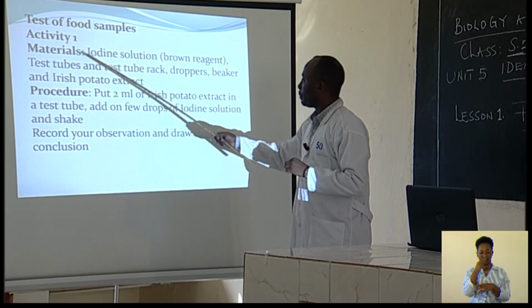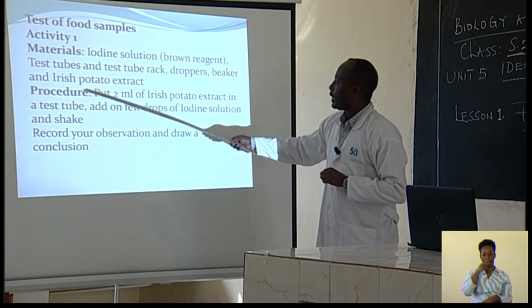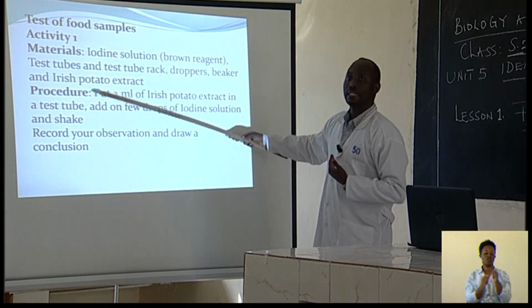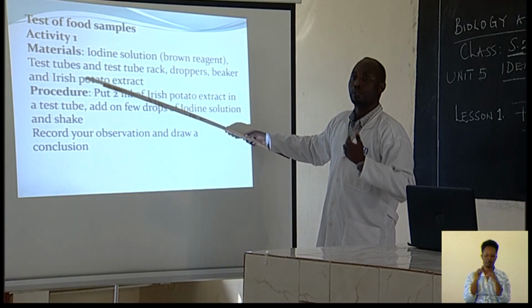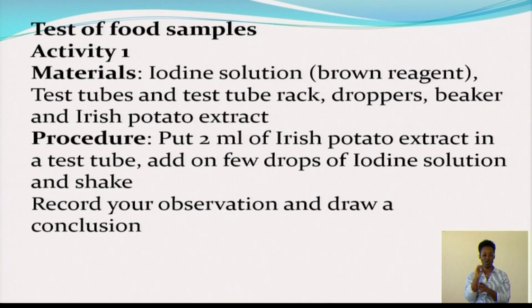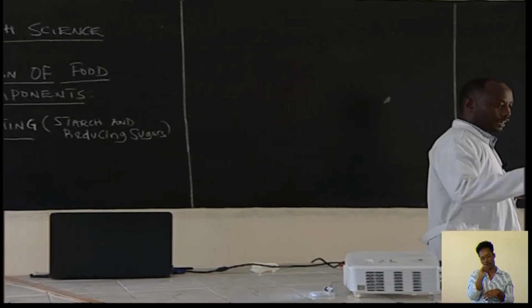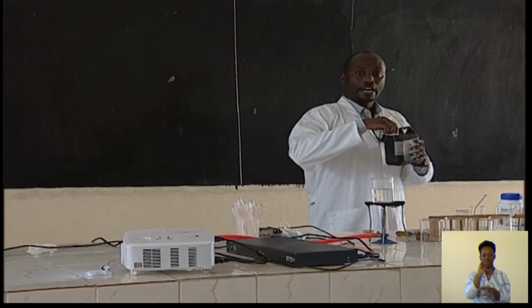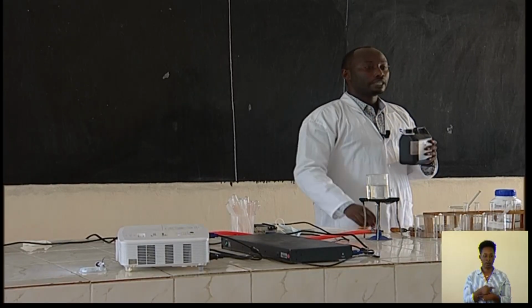And here are the materials. And here are the procedures. We are going to follow the procedures and test whether our food contains starch. The one chemical that can be used to test the presence of starch in a food sample is the iodine solution. Student, I know some of you have never seen an iodine solution. I have an iodine solution, and I'm going to show you. The iodine solution is brown in color.